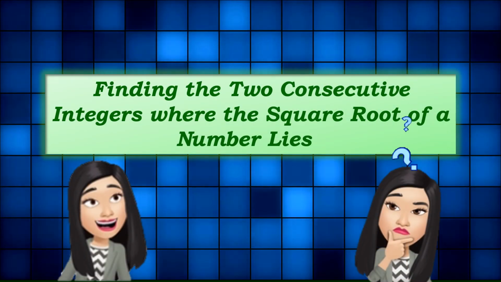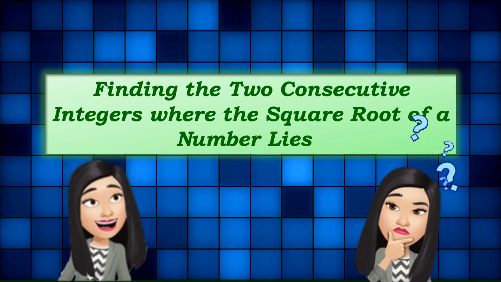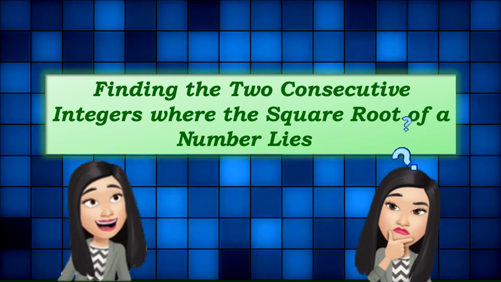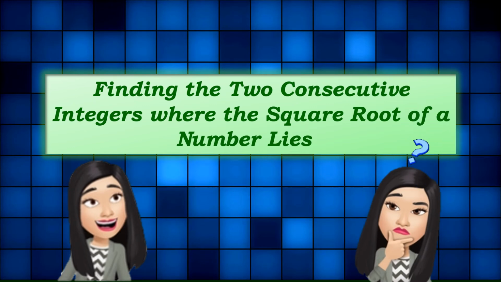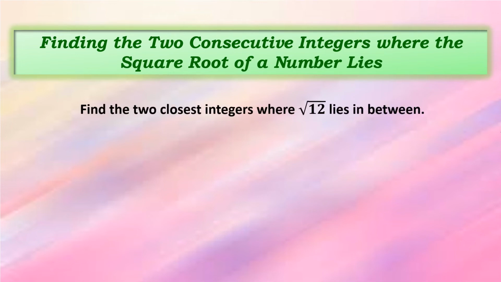Now, let's get into finding the two consecutive integers where the square root of a number lies. But how can we do it? If a principal root is an irrational number, the easiest way we can do is to determine between what two integers the square root of a number lies. Let's have an example. Find two consecutive integers where square root of 12 lies in between.